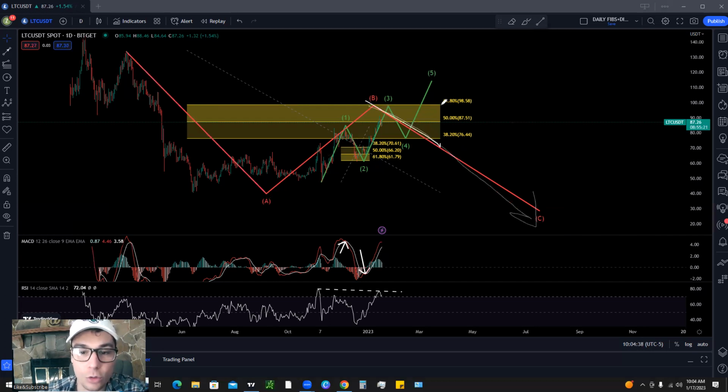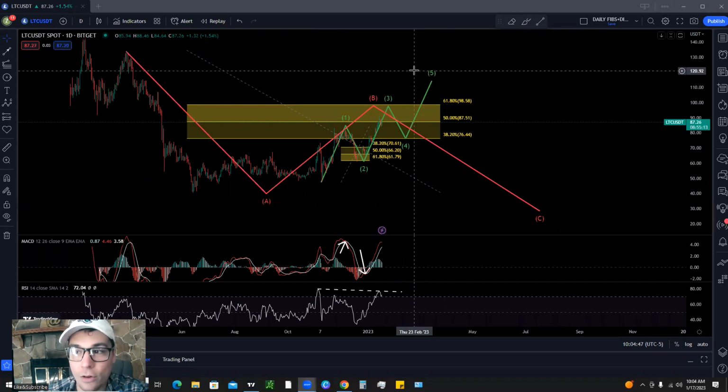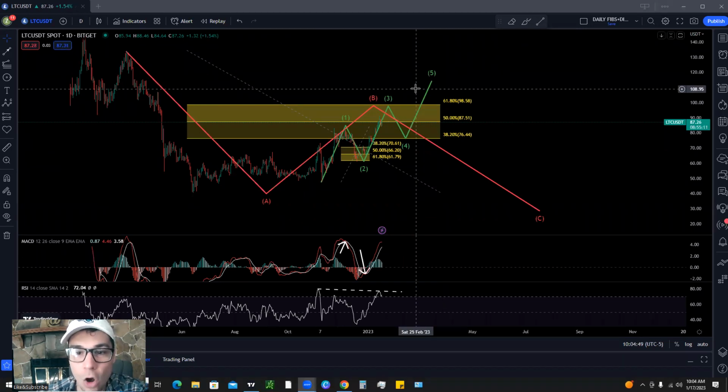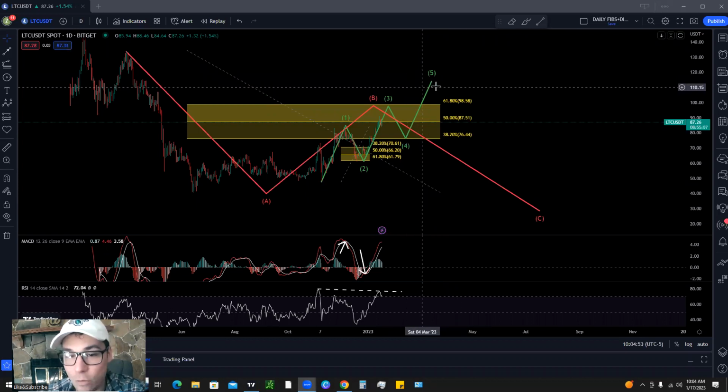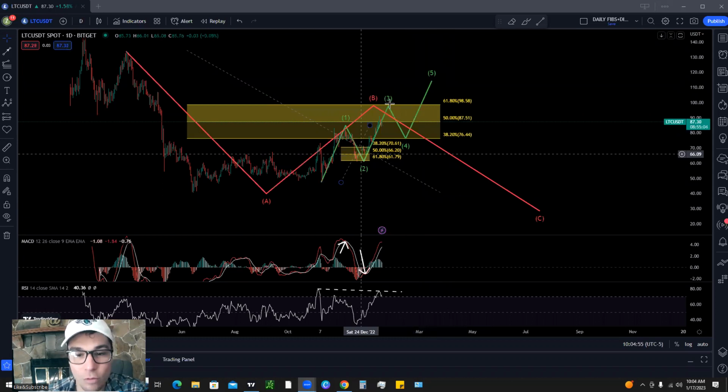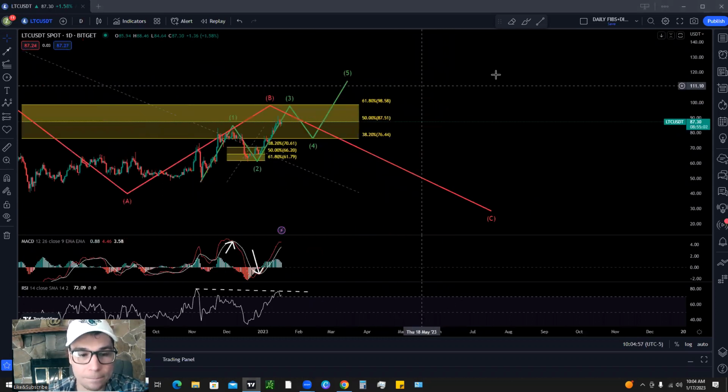Now, if we break through these three retracement levels and these levels of resistance, we can get a move to the upside, and it would be a 5-wave move targeting right around anywhere from about 110 to about 120. Okay, so that's going to be our bullish price targets if we're able to get this 5-wave impulsive move to the upside.